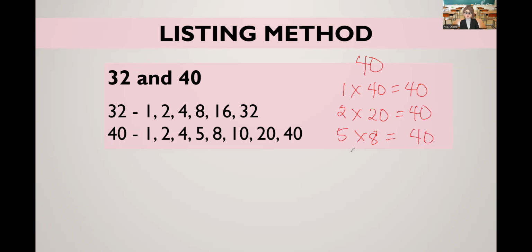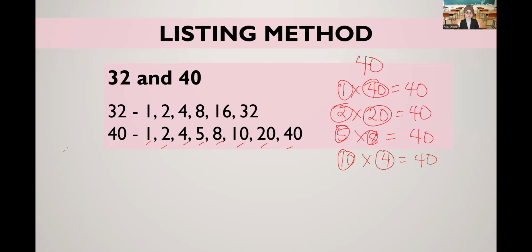And if we multiply 10 times 4, that is equal to 40. So we have 1, 2, 3, 4, 5, 6, 7, 8. Okay, we listed all the factors here of 40.